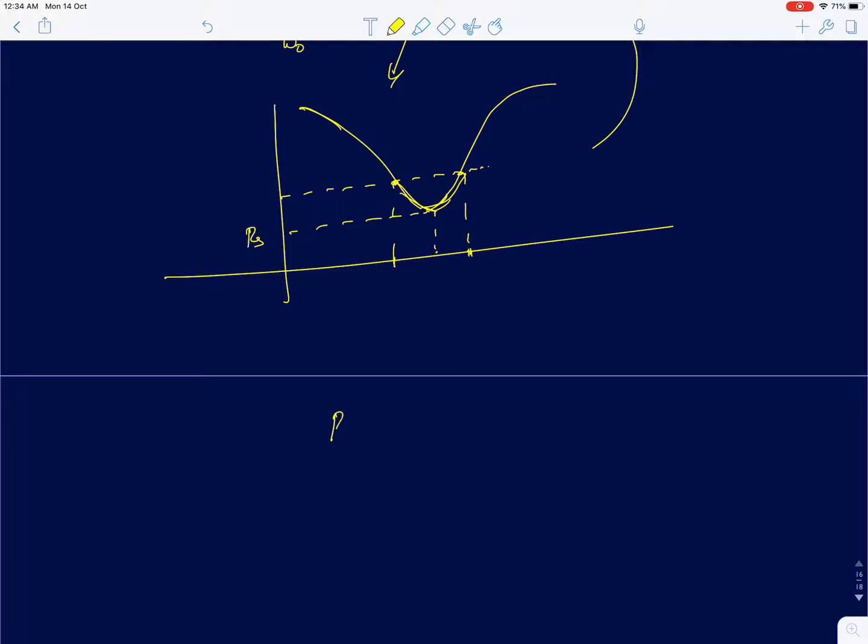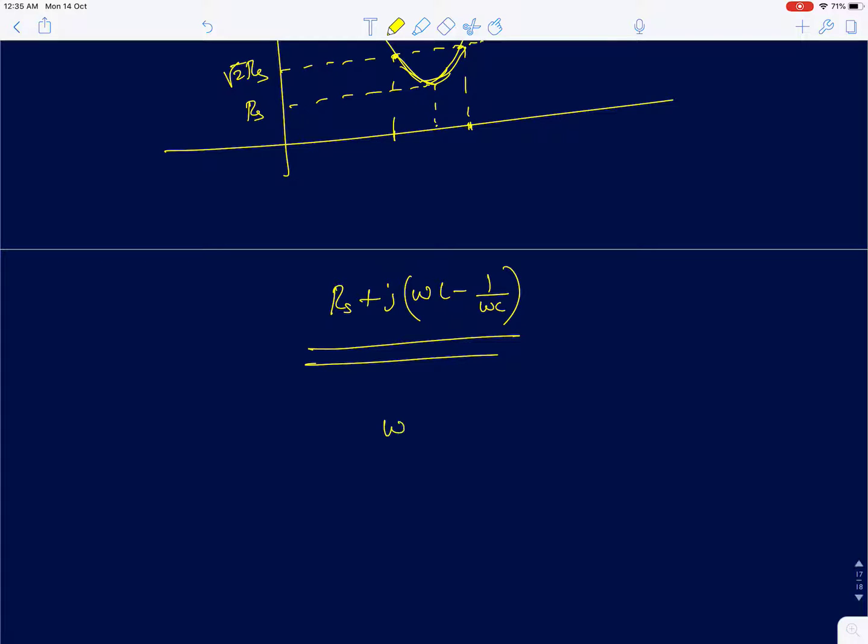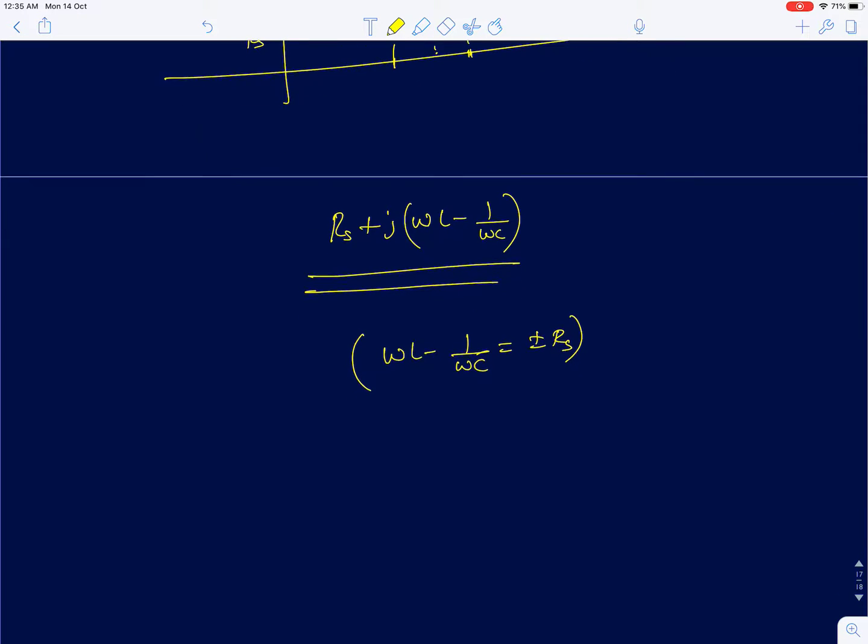Now we know that the impedance is Rs into j omega L minus 1 by omega C. So for this to become root 2 Rs, all I need to do is just equate omega L minus 1 by omega C to plus or minus Rs. For both these values, plus Rs and minus Rs, this function, mod of Z of omega, is going to be equal to root 2 Rs.